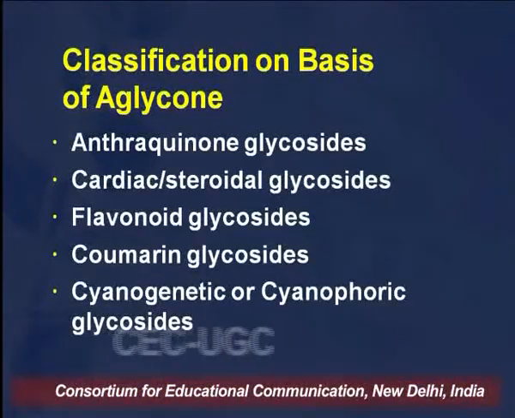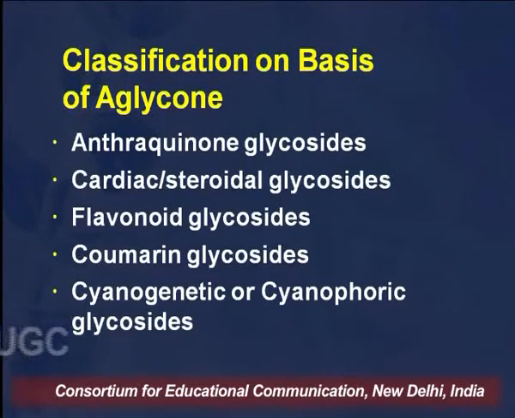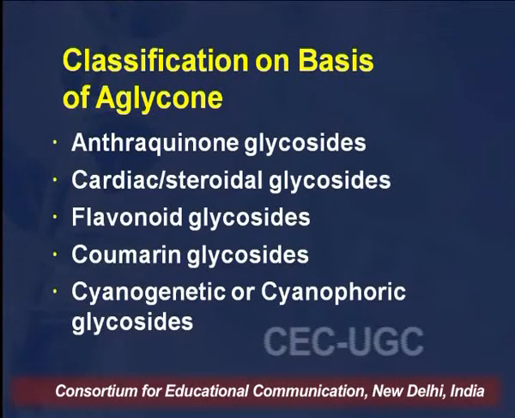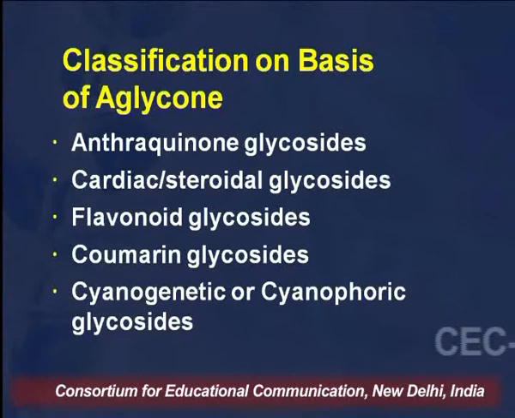As I told you, the aglycone part can belong to any class of secondary metabolites, so we can say that the glycosides on the basis of the aglycone moiety can be classified into anthraquinone glycosides, steroid glycosides, which are also known as cardioactive glycosides, then flavonoid glycosides. We already discussed these types of glycosides when I discussed flavonoids in my lecture. Then coumarin glycosides. We discussed coumarin glycosides in a lecture wherein I gave an example of scopolin, which is a glycoside of simple coumarin, that is scopoletin.